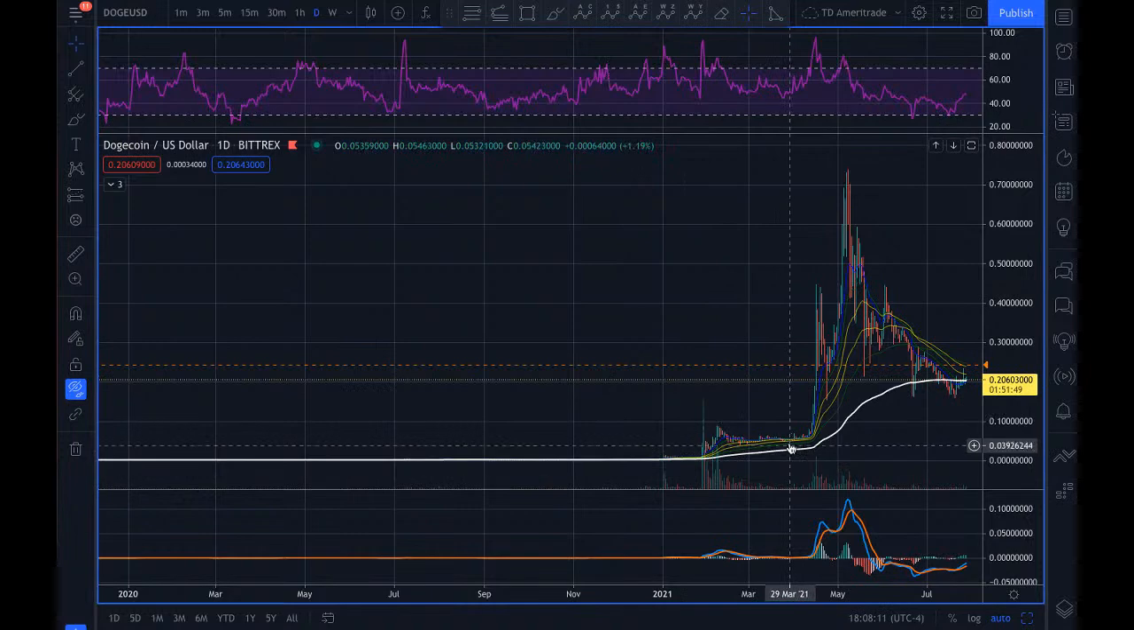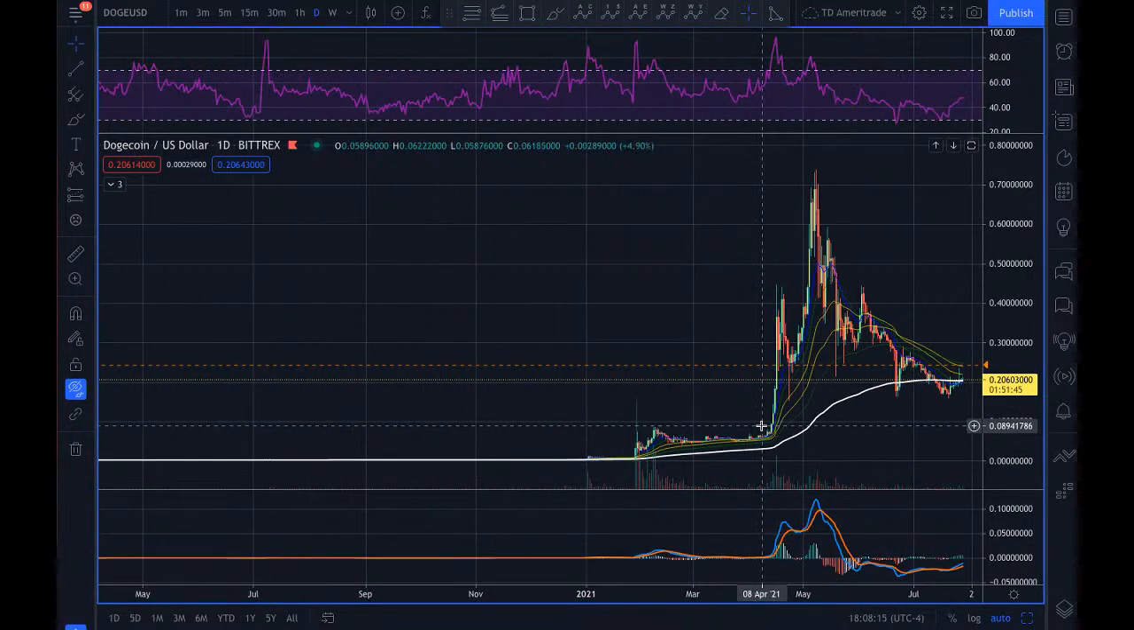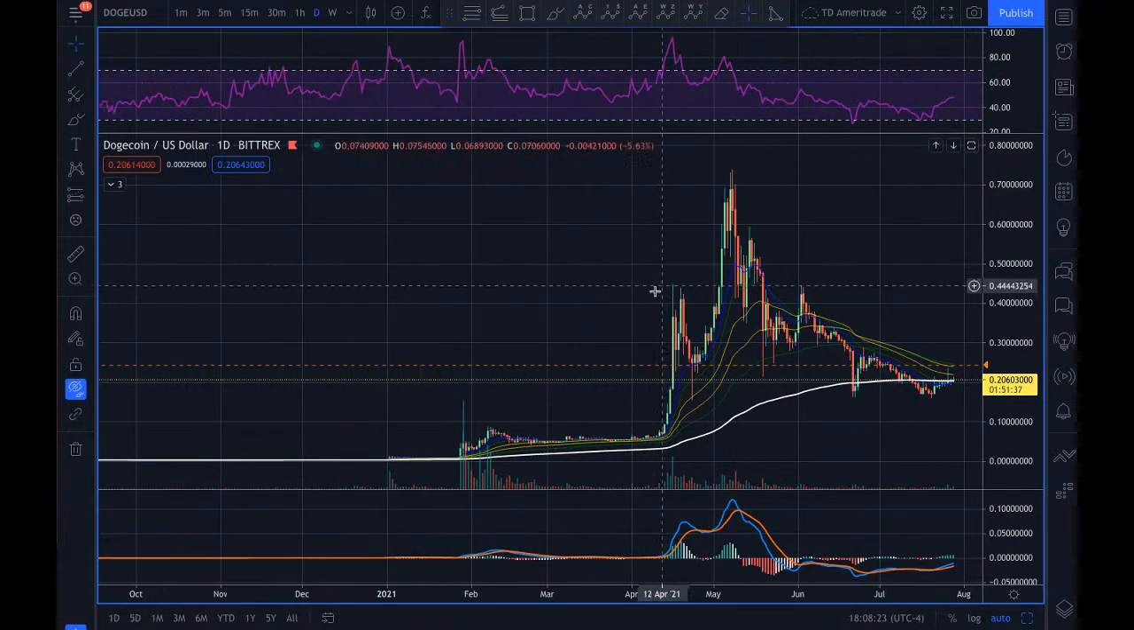So, as you can see, on the daily chart, we had 1, 2, 3, 4, 5 waves up. I teach about all of this in my beginner's course.